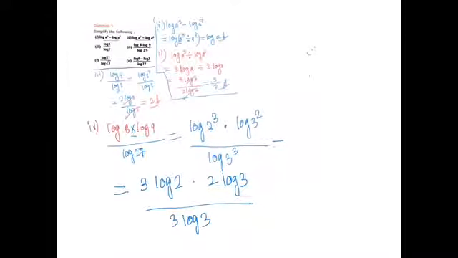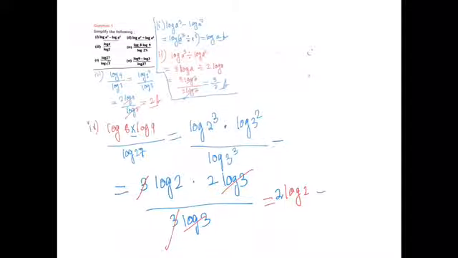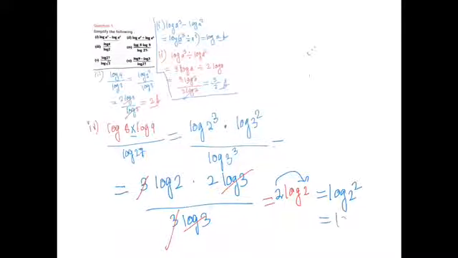So now log 3 and log 3 get cancelled out. This 3 will get cancelled out. Whatever we have left, I am left with log 2 multiply 2. I can keep this 2 here, or else I can also write this 2 as log 2 to the power 2. This can come here and we can write log of 4. Log 4 is the answer of this question.